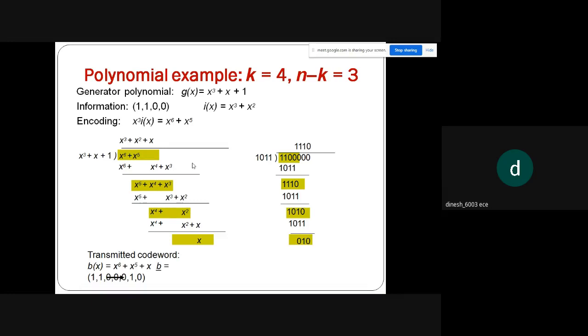You can verify with your binary also. The equivalent binary solution is parallelly given. You can verify by doing binary division.